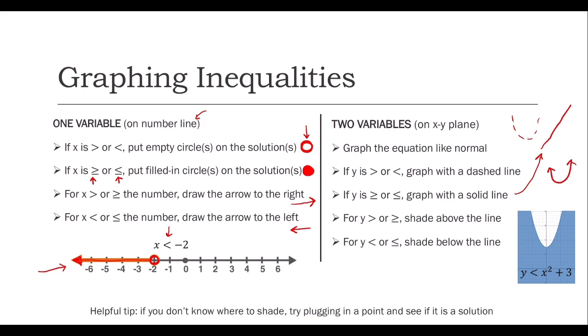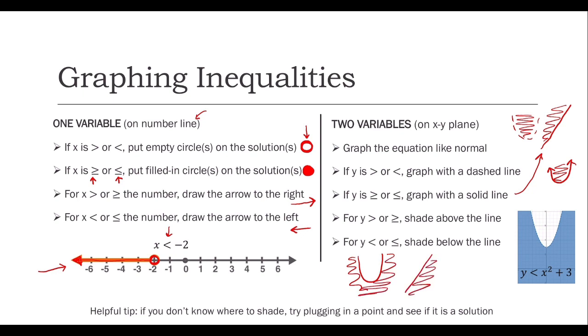For greater than or equal to, we'll shade above the line. So here we'd shade above and above and above. For less than or equal to, we'll shade below the line. So it would be like this, around it.